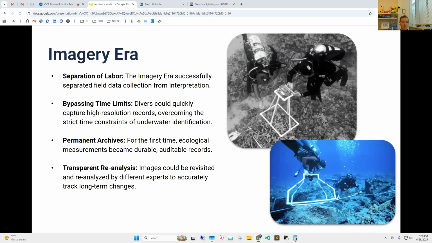By introducing photo quadrats and video surveys, they were able to completely decouple data collection from interpretation. So instead of burning precious bottom time trying to identify what the species is right there in front of you, which could take time, divers could just capture hundreds, maybe even thousands of high resolution images, and then bring them back to the lab. And this, for the first time, was the first easy way of creating permanent, auditable archives that experts could review years later, even today.